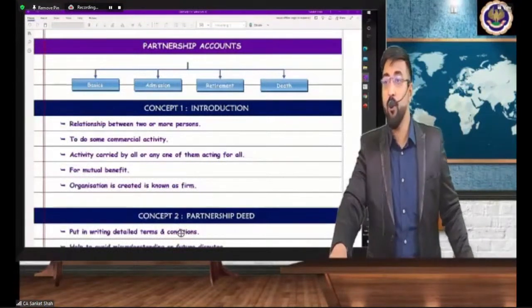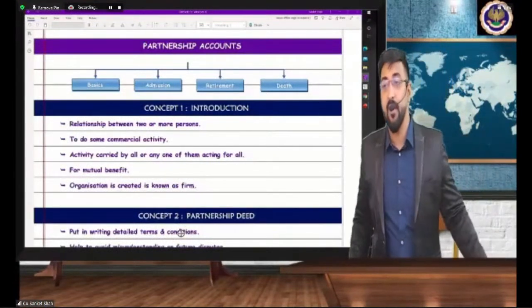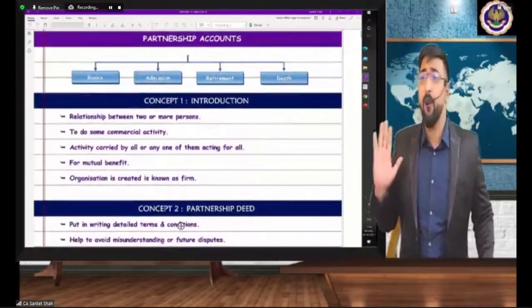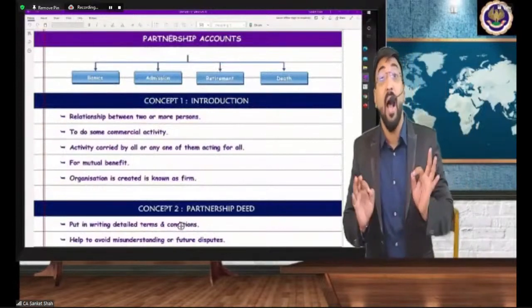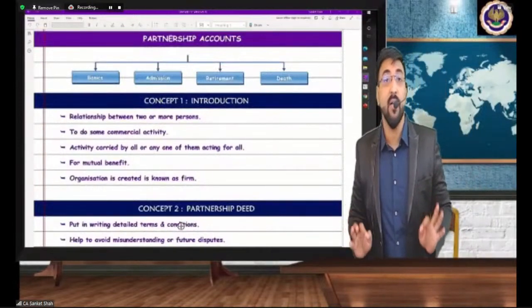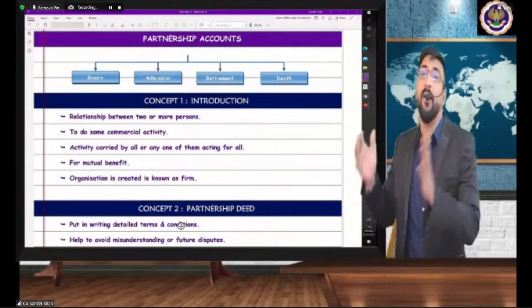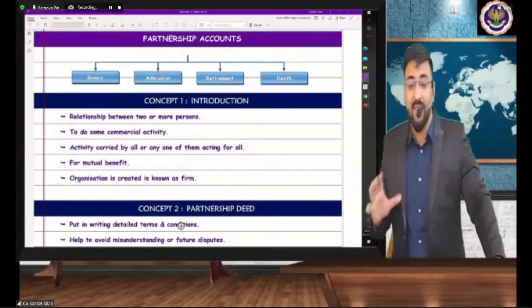What we are going to cover: basics, admission, retirement, and death. Concept number 1, introduction. I'm not going to take any theory because we are concerned only with the accounting part. Theory will be covered by the law faculty, so don't worry. I'm going to take only the accounting part, so I'm just giving an introduction.